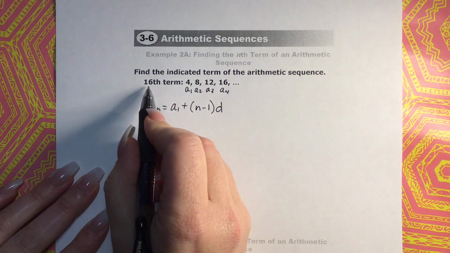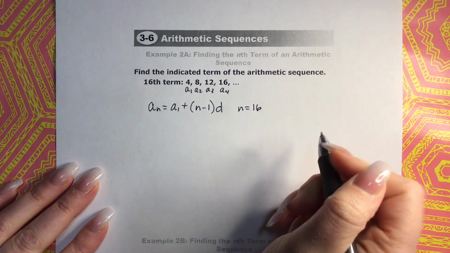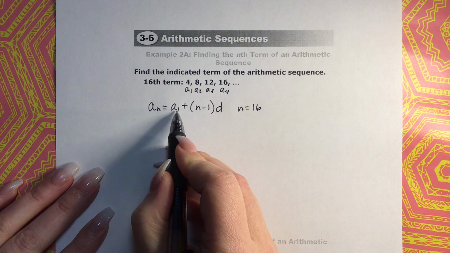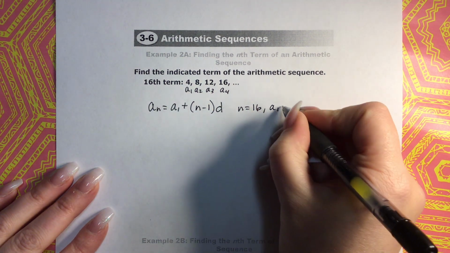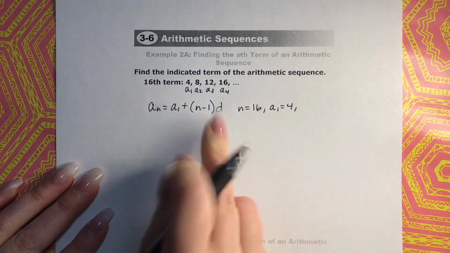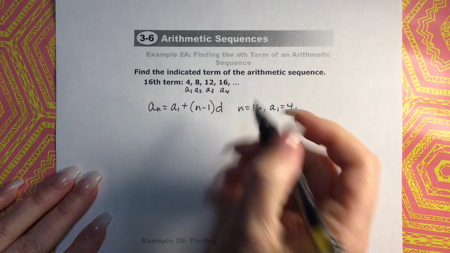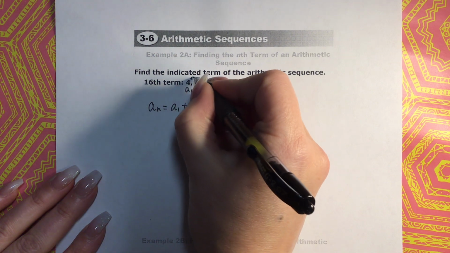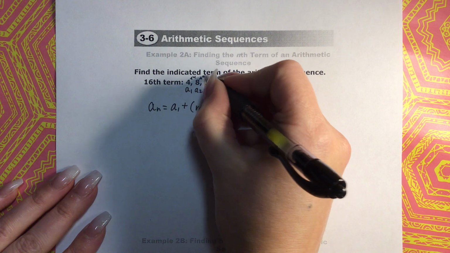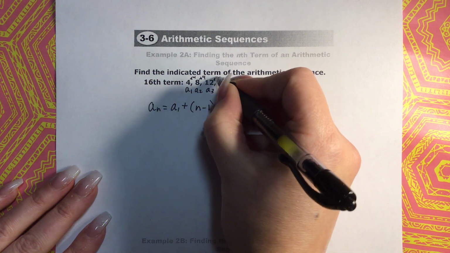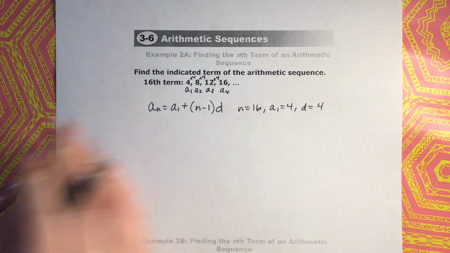So we're trying to find the 16th term. That means that n equals 16. What is the first term? Well, the first term equals 4. So we're going to say a sub 1 equals 4. And then we need to figure out what the common difference is. What's happening from 4 to 8? Well, it looks like they're adding 4. And then what about from 8 to 12? Well, 8 plus 4 is 12. And what about 12 plus 4? Is that 16? Yes. So that means the common difference is a positive 4.